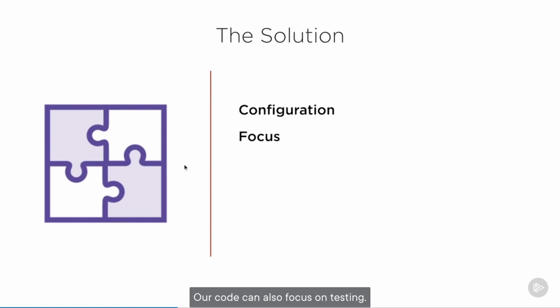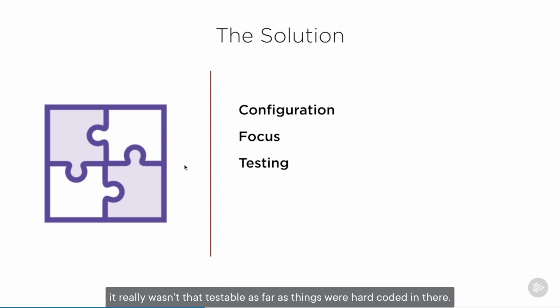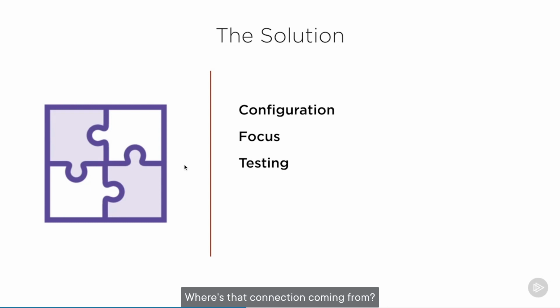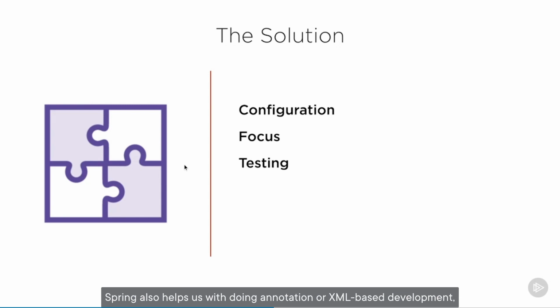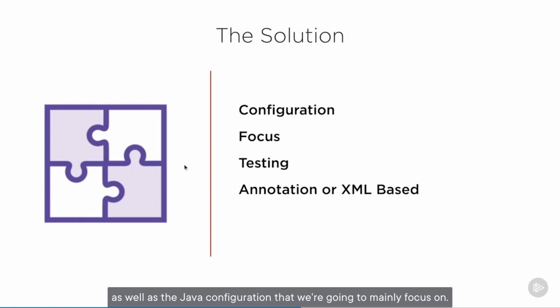Our code can also focus on testing. On that previous slide, it really wasn't that testable as far as things were hard-coded in there. I have a driver manager that I'm getting a connection from, where's that connection coming from, that type of stuff. Spring also helps us with annotation or XML-based development, as well as the Java configuration that we're going to mainly focus on. If we want to annotate our code rather than having so much configuration code in there, Spring can help us with all of that as well.